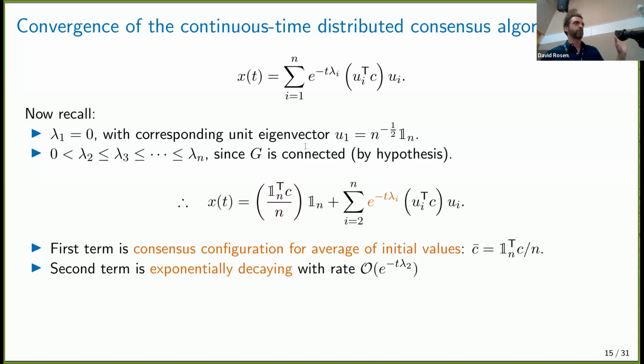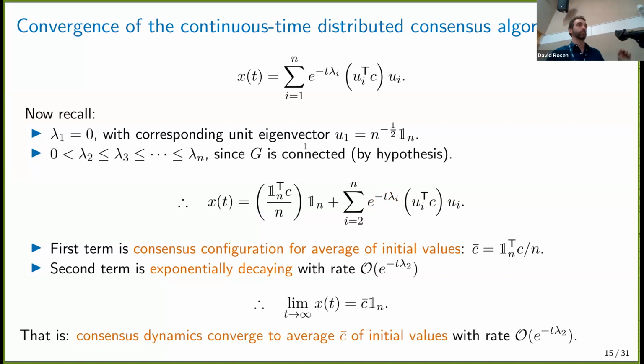And this second term, we saw before, all those lambdas are positive, which means that all the terms in that second summation are going to be decaying, and that decay rate is going to be at least exponential with a rate that's controlled by that second eigenvalue. So the punchline is that the dynamics that we defined earlier using this matrix L do, in the limit as time goes to infinity, converge to the consensus configuration that I want, and the rate at which they converge is exactly controlled by one of the eigenvalues of this matrix.